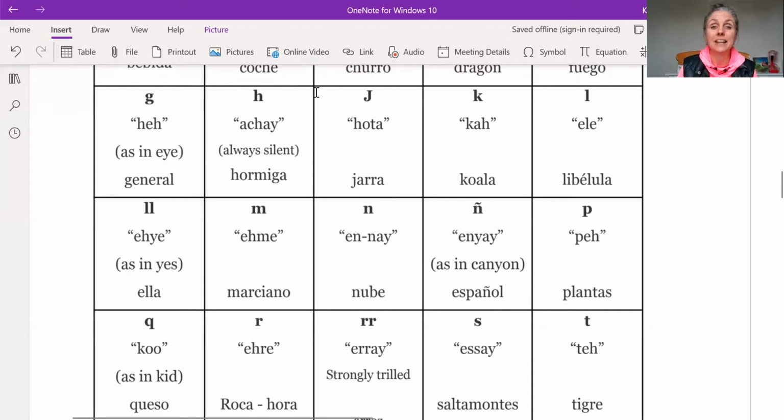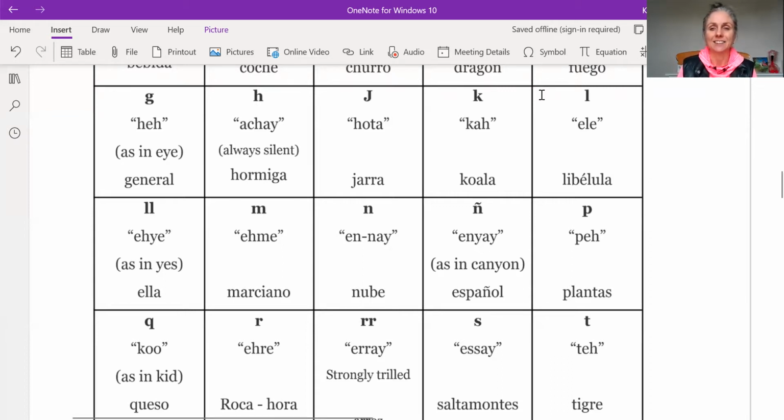Okay, then we have the letter J, which is pronounced jota. Jota, as in jarra. So una jarra de cerveza, for example, a jug of beer, or una jarra de agua, a jug of water. Then we have the letter K. K, as in koala.